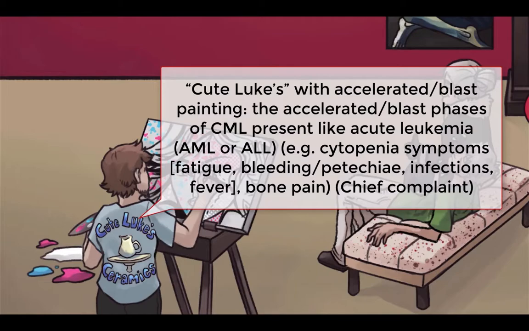Symptoms of acute leukemia are primarily a result of cytopenias: fatigue from anemia, bleeding and petechiae from thrombocytopenia, as well as infections and fever from neutropenia. Patients may also have bone pain as leukemic cells expand into the bone and periosteum.